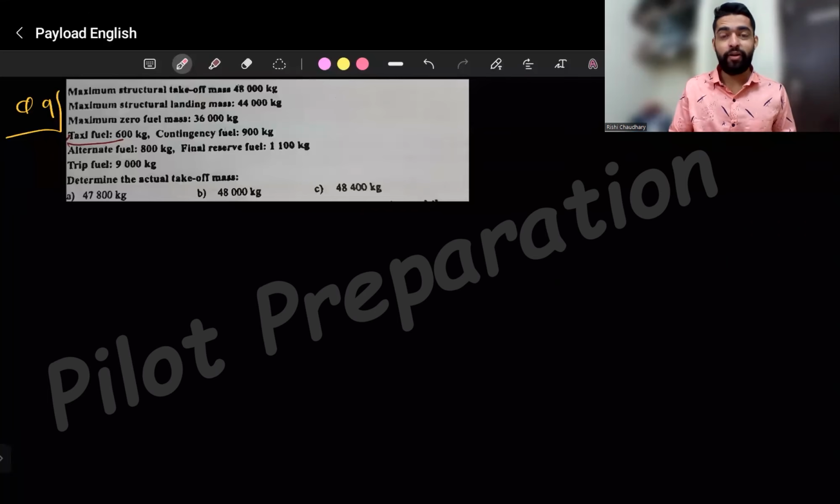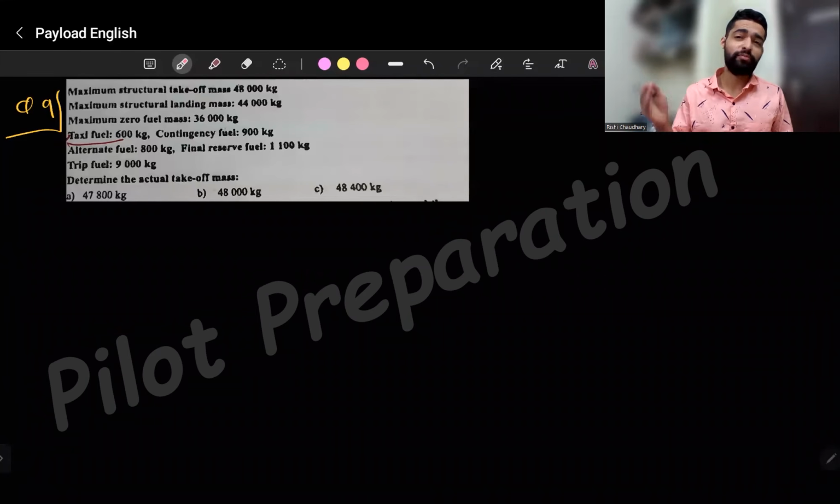Now we have arrived at question number 9. Maximum structural takeoff mass is 48,000 kg. Maximum structural landing mass and maximum zero fuel mass are given. Taxi fuel is given and contingency fuel is given. I know taxi fuel is of no use mostly. And alternate fuel is given. Final reserve fuel is given and trip fuel is given. Determine the actual takeoff mass.